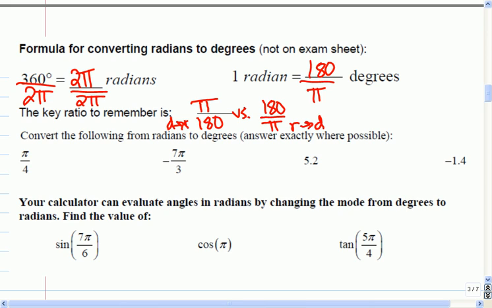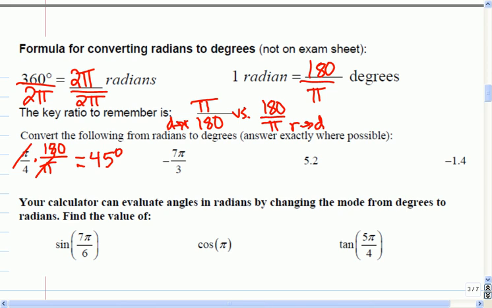So here's what I mean. Don't follow my explanation. Pi over 4, I want to get into degrees. I want to get out of pi. I want to remove this. So pi goes on the bottom to cancel them, which means 180 is on the top. 180 divided by 4 is 45 degrees. Okay? So that's how I remember if it goes on top or bottom.